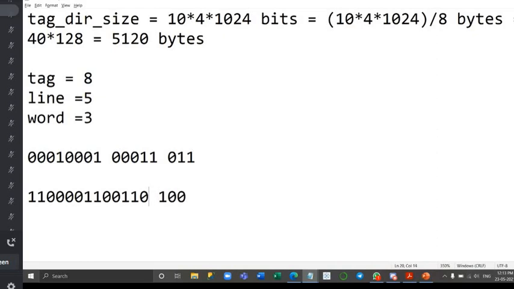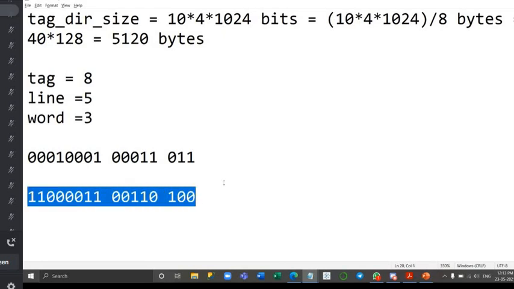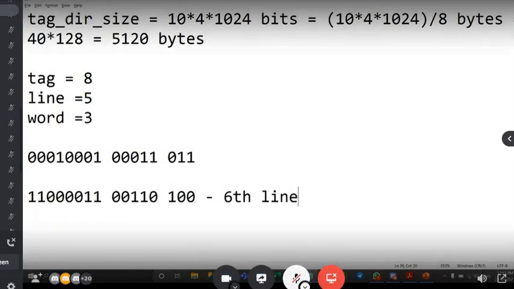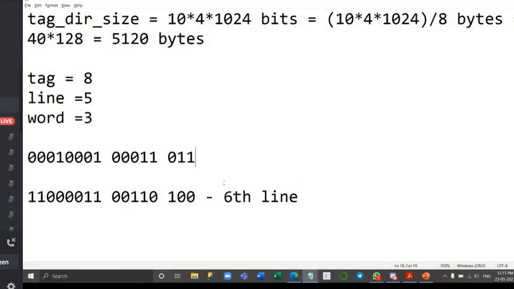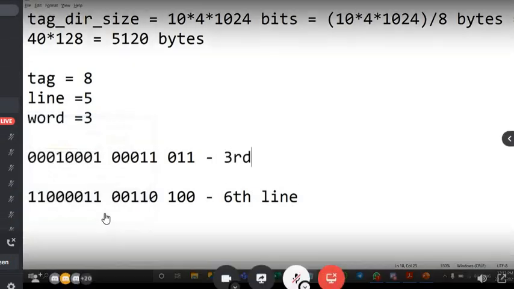So the last 3 bits go as word, the next 5 go as line. So here we have 0, 0, 0, 1, 1, 0. So it becomes 0 into 2 to the power 0 plus 1 into 2 to the power 1 plus 1 into 2 to the power 2. So this is 4 plus 2. So the second address would go into line number 6. First address goes into the third line.